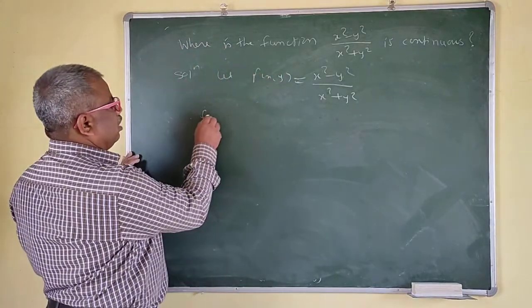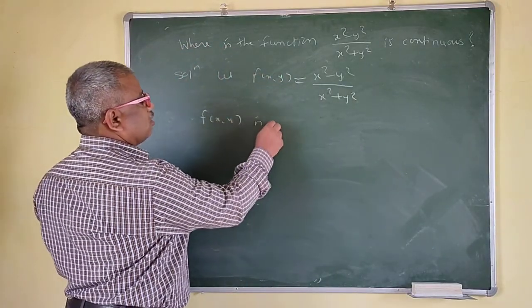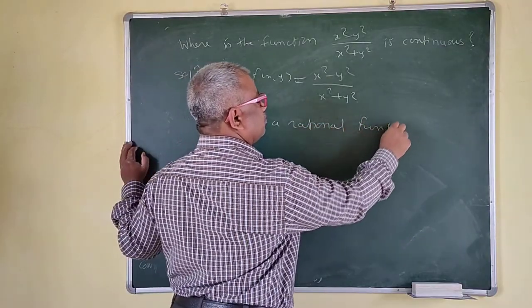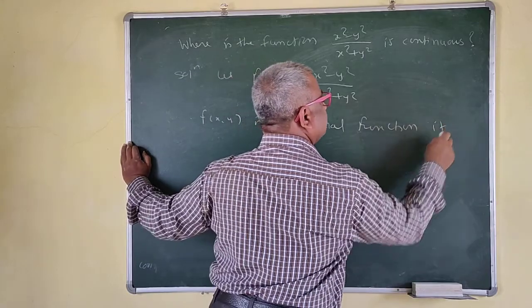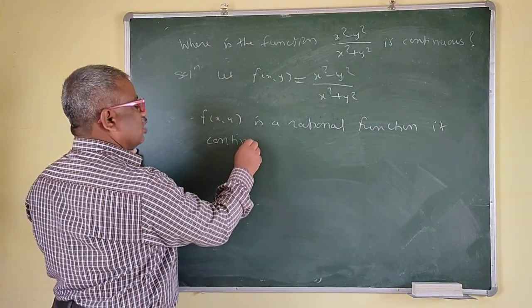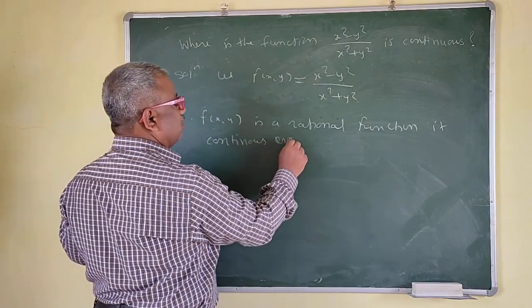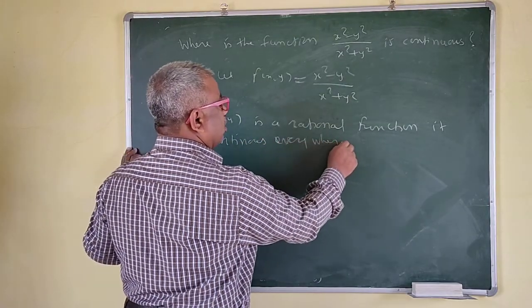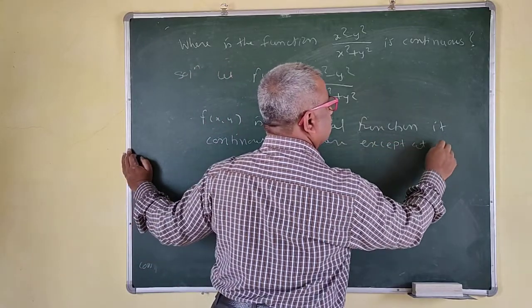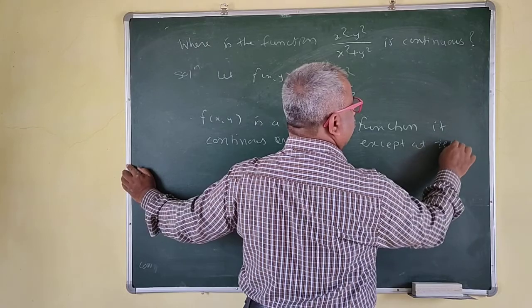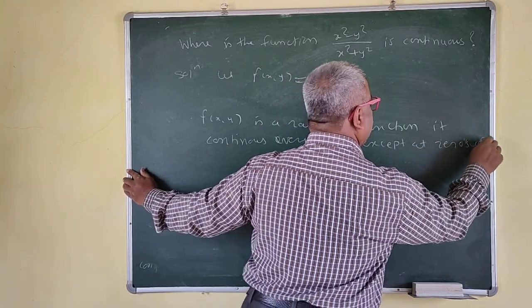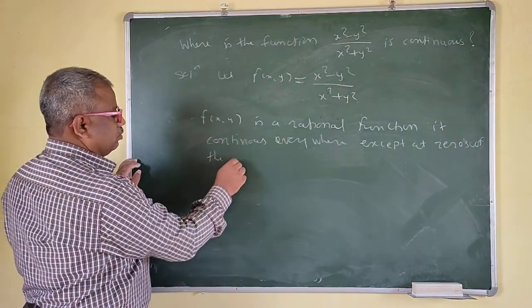So f of (x, y) is a rational function, it is continuous everywhere except at the zeros of the denominator.